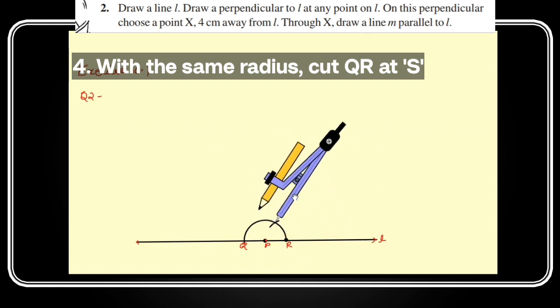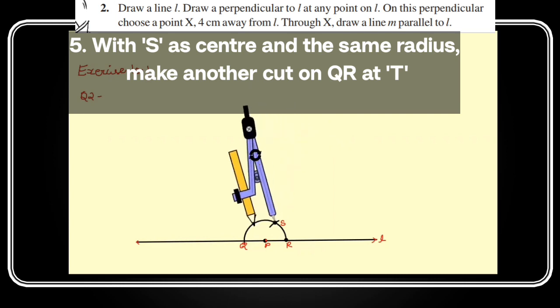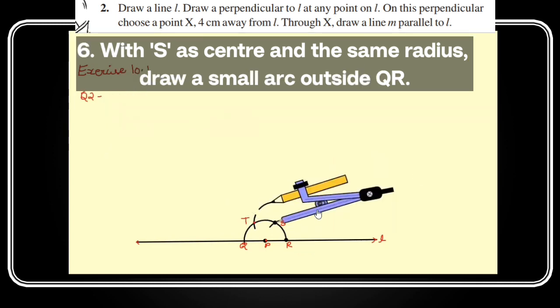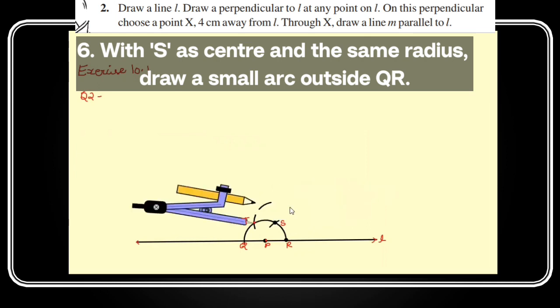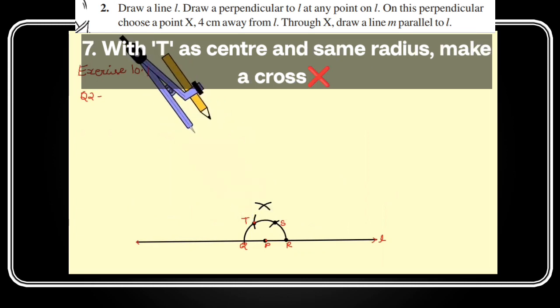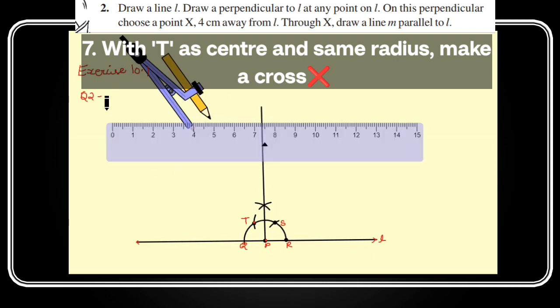Now, this point is S. Place the pointer on S and draw another cut on arc QR with the same radius. This is point T. Now, we have two points S and T. We will take S as center and make an arc, then take T as center and cut this arc, and we will get the point of intersection. Join this point of intersection and P and draw a line. This line is perpendicular to the given line L.